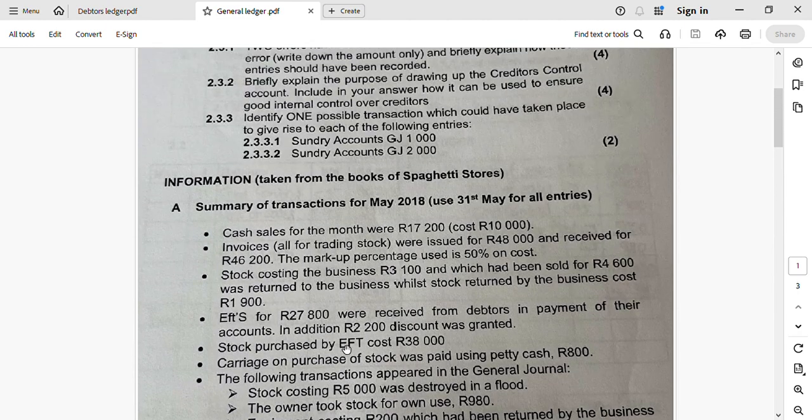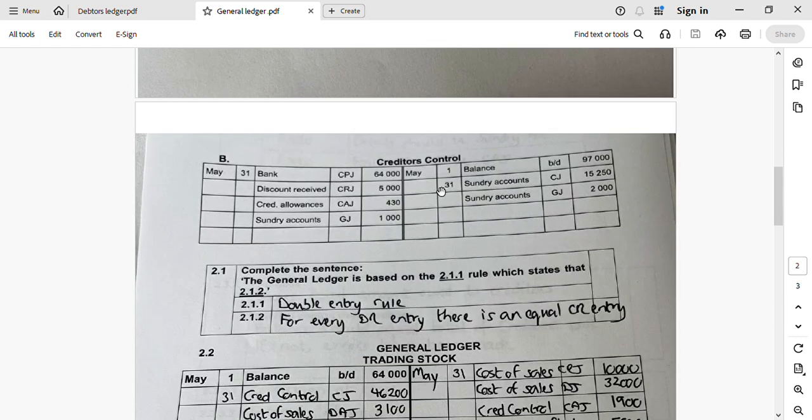I have to scroll a long way, sorry about that. Identify one possible transaction which could have taken place to give rise to each of the following. They're both general journal, the 1,000 Rand and the 2,000 Rand. So the R1,000 here, entries that go in the general journal to do with creditors on the debit side can only be correction of errors.